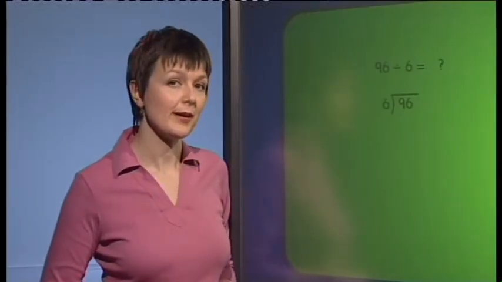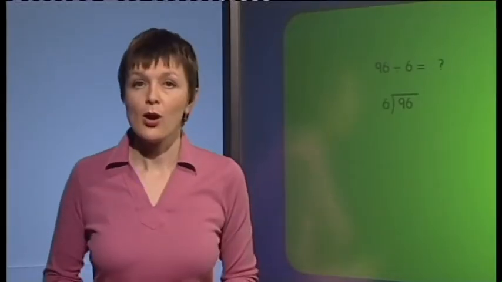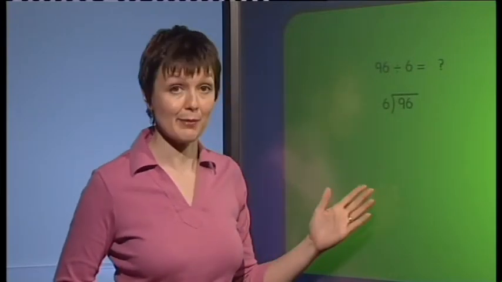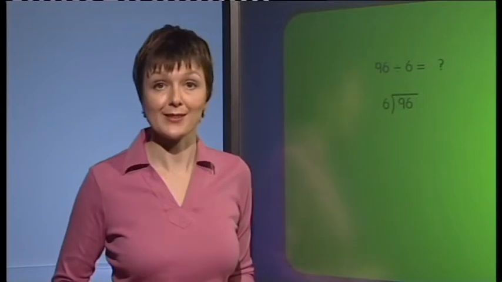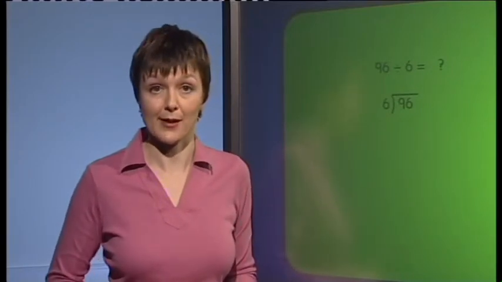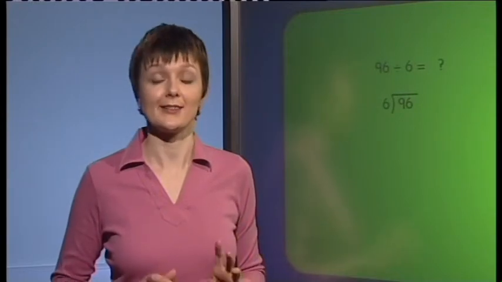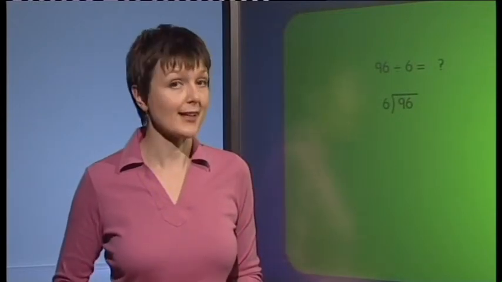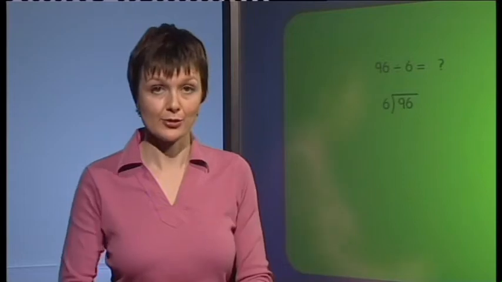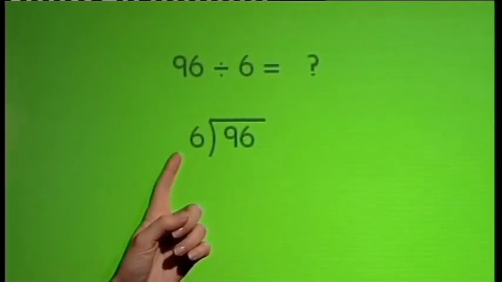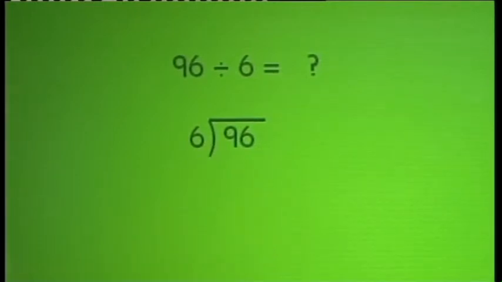96 divided by 6. Now, one advantage of setting the sum out like this is you've got lots of space here below it. You don't have to copy the 96 to begin with, as you did last time. But that's the last difference. From now on, you work in exactly the same way and write exactly the same things down. So, the first question is, can you spot a nice multiple of 6 to take away from 96?